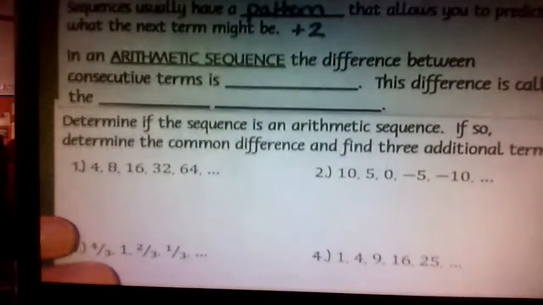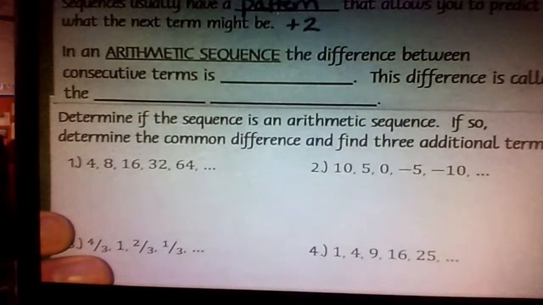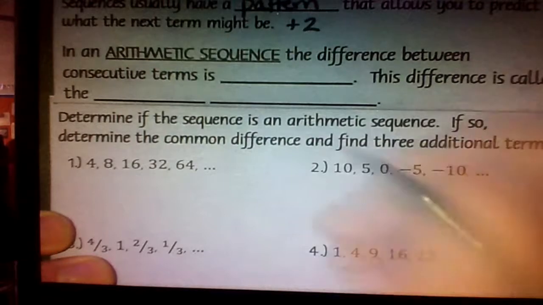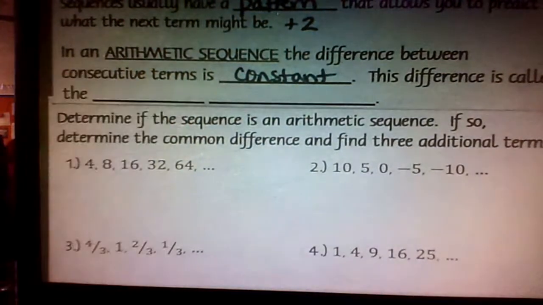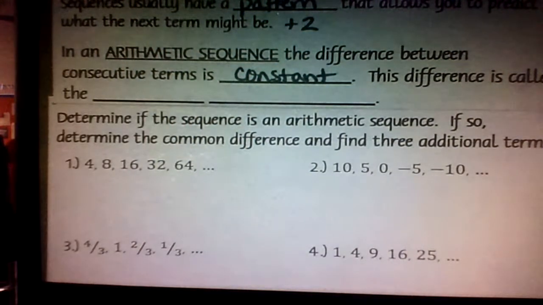In what we call an arithmetic sequence, the difference between consecutive terms is constant. That means we're adding that same number over and over again. It's not going to be like plus 2, plus 4, plus 6. It's always going to be plus 2, plus 2, plus 2.